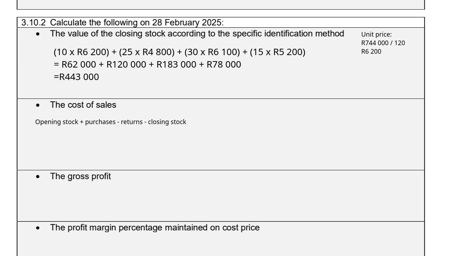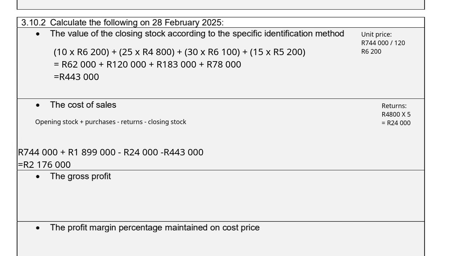Then to calculate the cost of sales, it's going to be our opening stock plus our purchases minus our returns and minus our closing stock. Remember the returns was on 15 June. 5 TVs were returned with a cost price of 4,800 Rand. So 24,000 Rand will need to be subtracted.